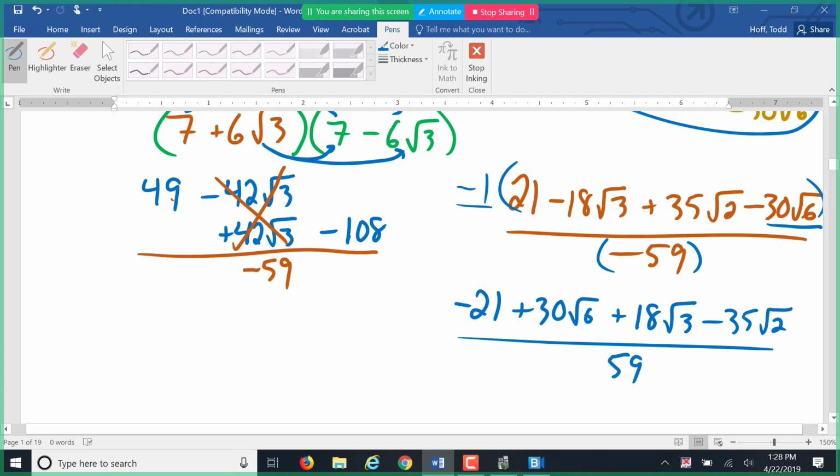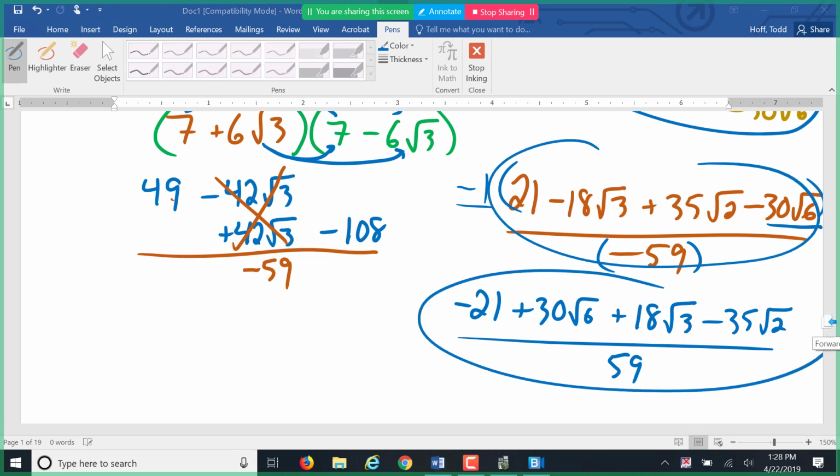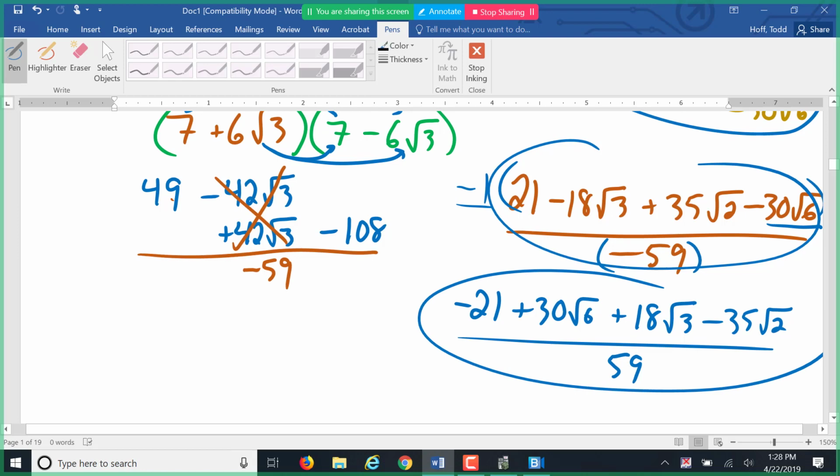I would accept the answer either way. Either the way it is in the brown up here or rearranged like this. It doesn't matter to me. Some of the math grammar makes sense, some of it really doesn't.